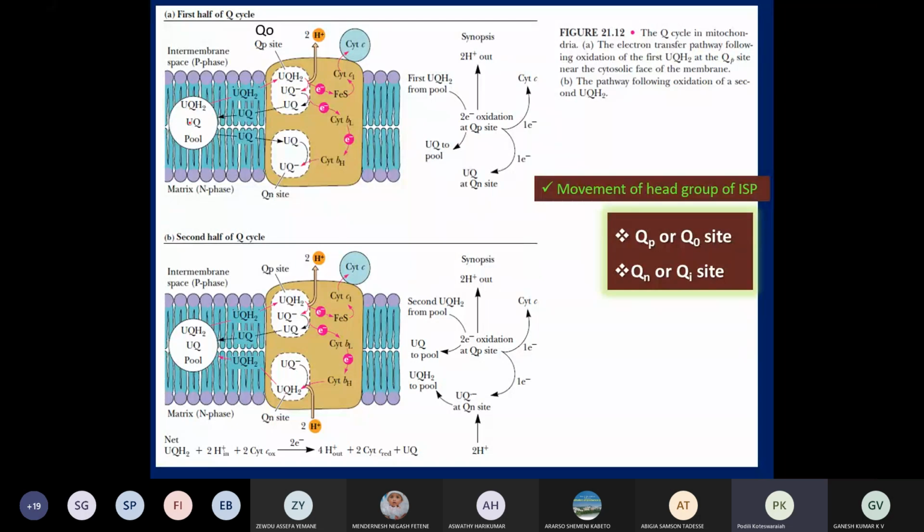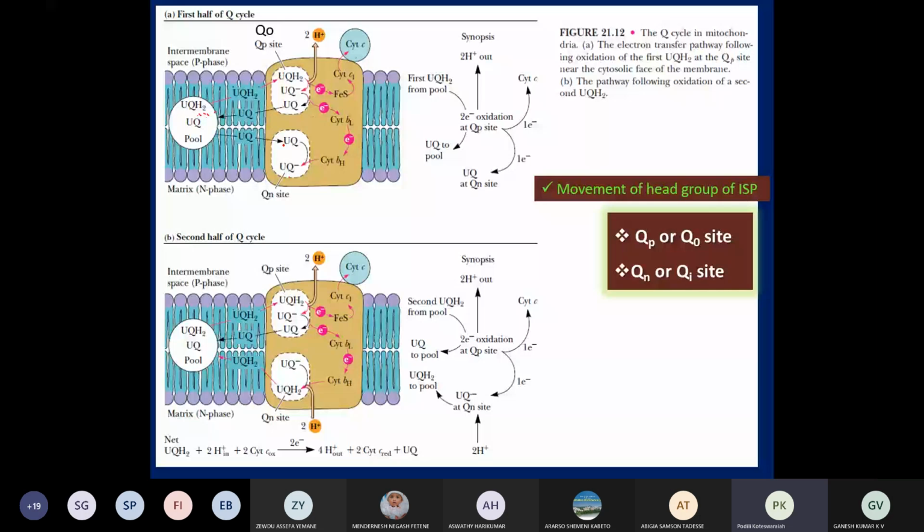Here, the ubiquinol transfers electrons to complex 3, which in turn transfers those electrons to cytochrome C. This transfer of electrons from the ubiquinol to cytochrome C by complex 3 occurs by a special process known as the Q cycle. In this, complex 3 has binding sites for ubiquinone or ubiquinol, on the intermembrane side and also the matrix side.